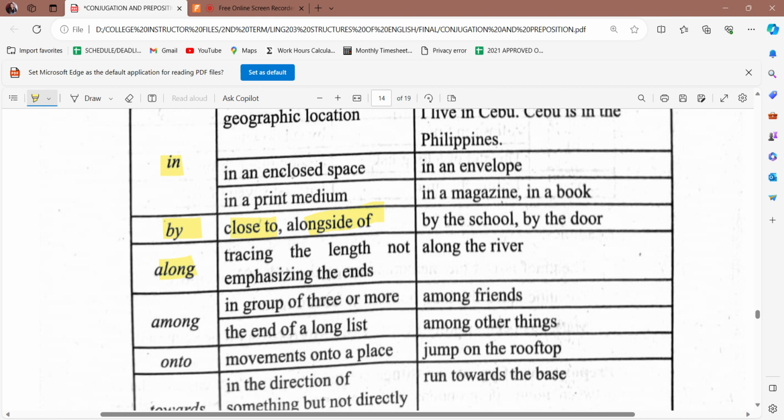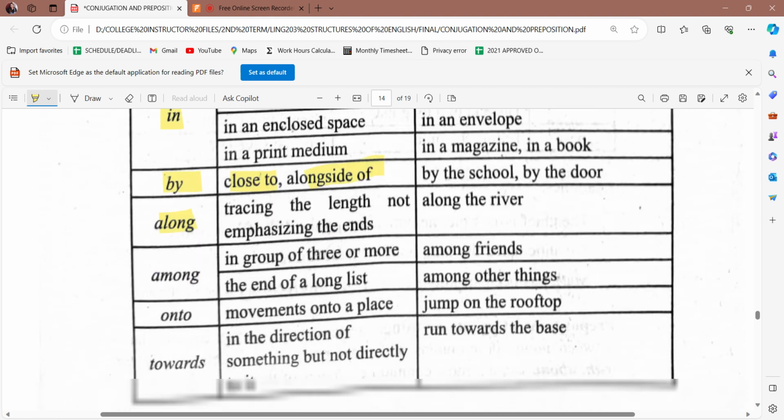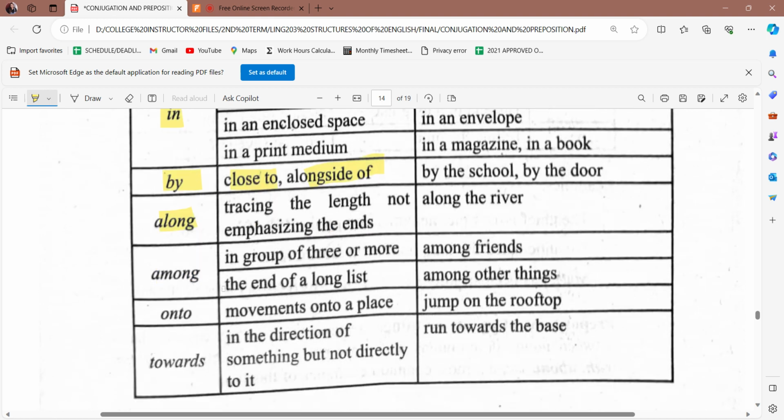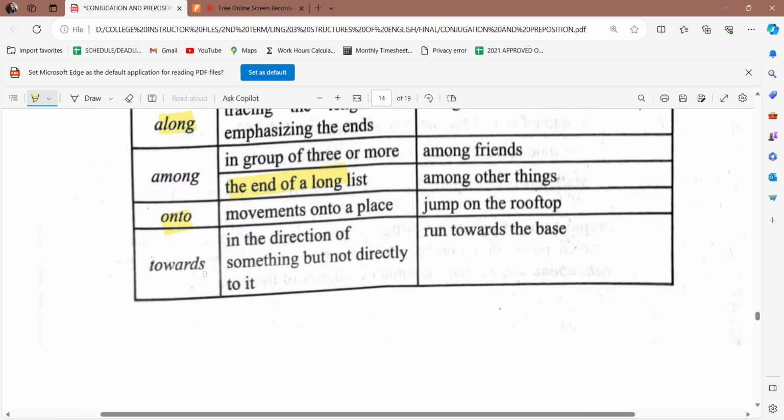For among, it is in a group of three or more, among friends, and it can also be for the end of a long list, among other things. And we also have onto, movements onto a place, such as jump onto the rooftop. And towards, in the direction of something but not directly to it. We have run towards the base, again, in the direction of something.